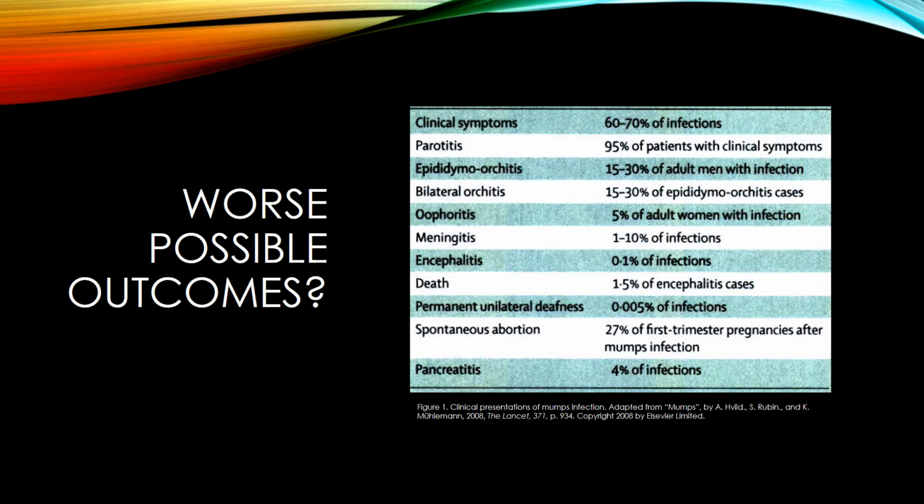So what are the worst possible outcomes? Orchitis and oophoritis, the inflammation of the testicles and ovaries respectively, can occur in men and women, with infertility being a rare and controversial issue. Permanent unilateral deafness can also occur, although it is very rare, and in some encephalitis cases, the worst possible outcome can lead to death.